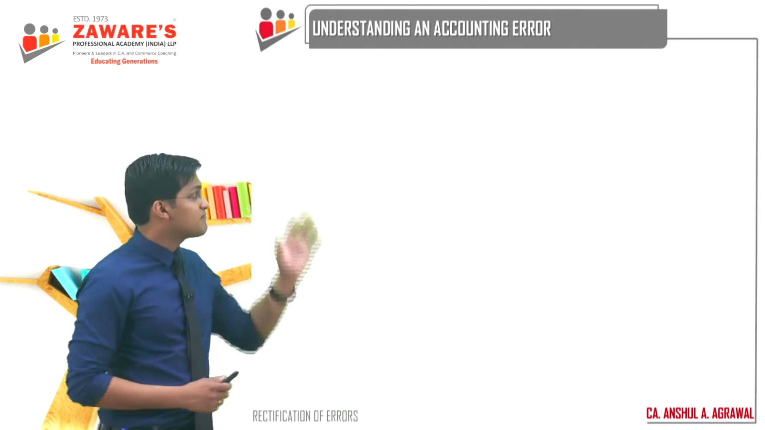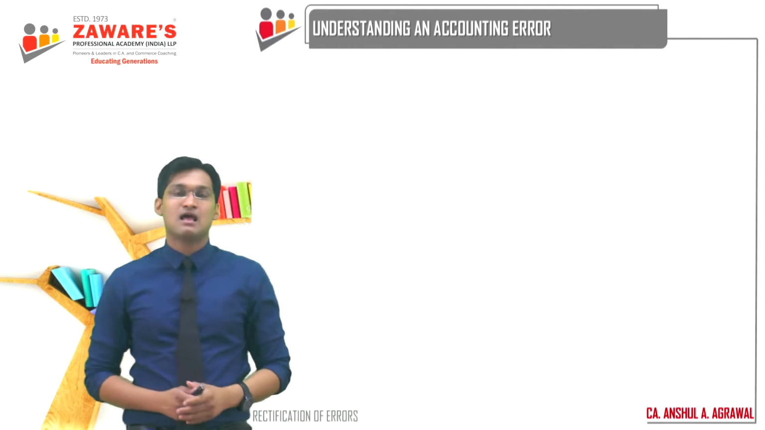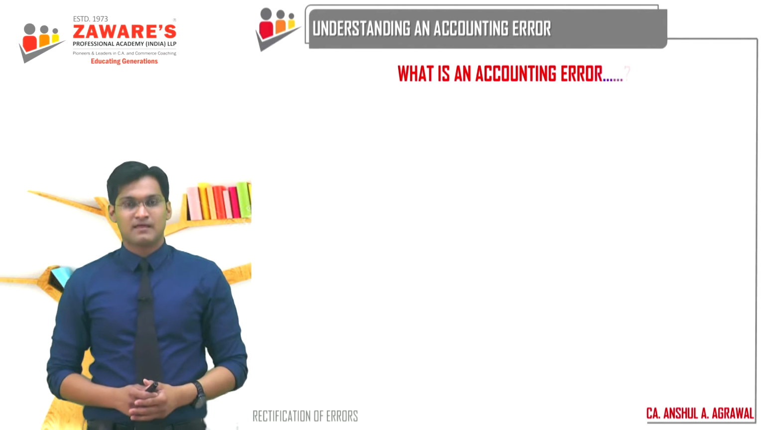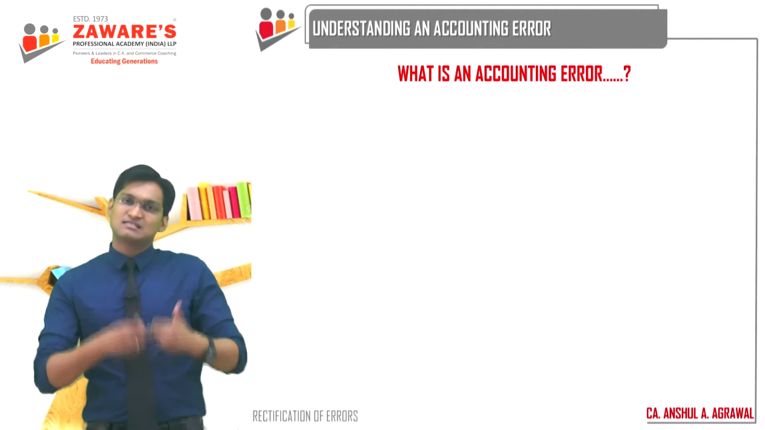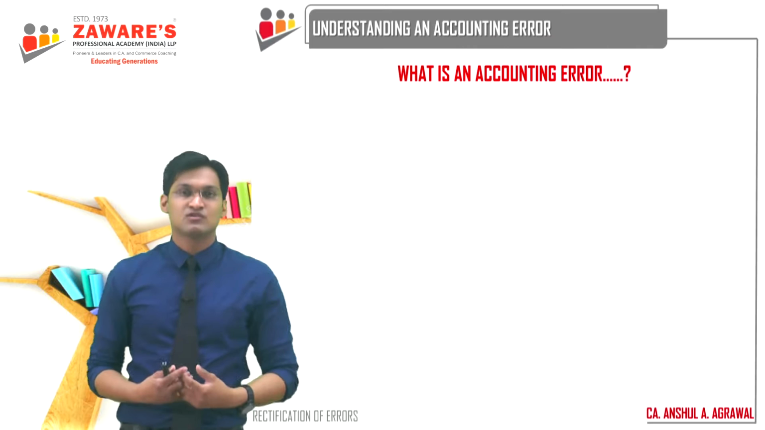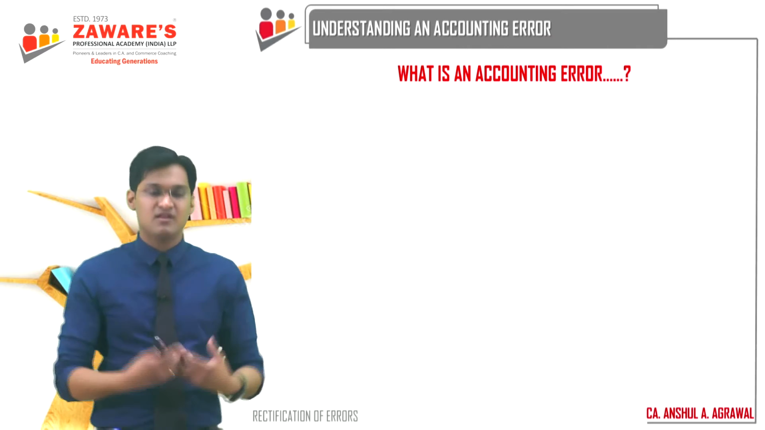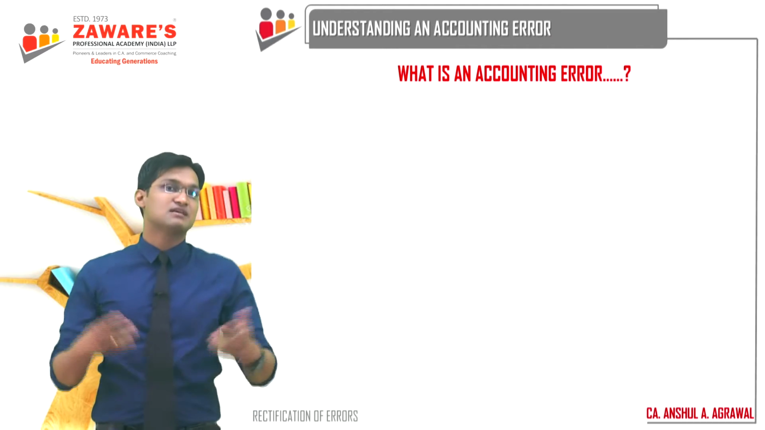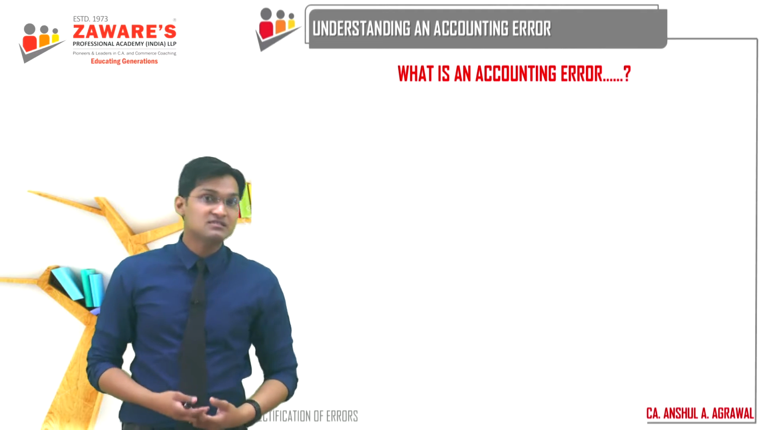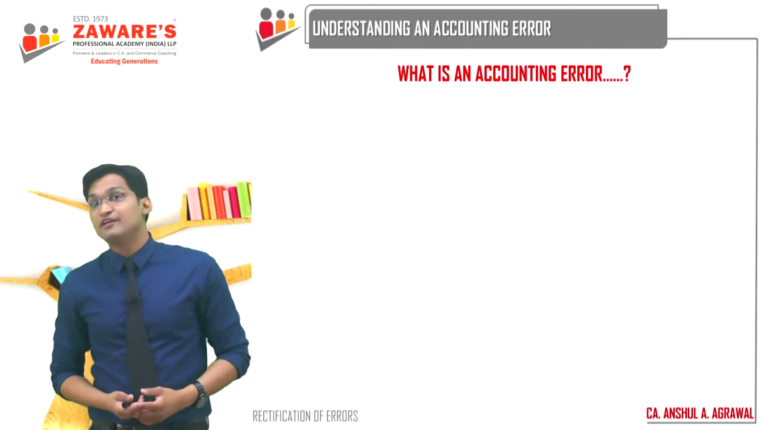So we'll start with the basics. What is an accounting error? Moreover, I'll start with what is an error. If I tell you the dictionary meaning of the word error, error means mistake. Mistake means something done unintentionally.